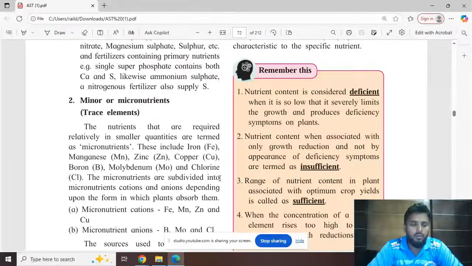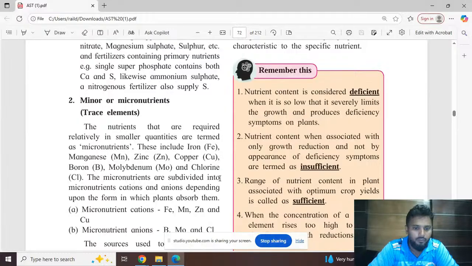These particular elements are required in very small quantity. Already I had told you in the session, total seven elements are there which are minor or micronutrients. ठीक है? That is iron, magnesium, zinc, copper, boron, molybdenum, chlorine. Out of these seven elements, four elements are called micronutrient cations. Three elements are called micronutrient anions.